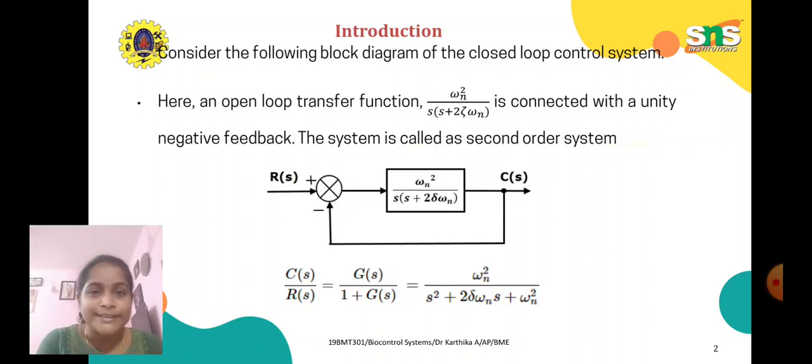Here H of s is equal to 1, so the formula is G of s by 1 plus G of s only, which is also written as omega n square by s square plus 2 del omega n s plus omega n square. Here R of s is the input, C of s is the output, and we also have a summing point, plus and minus. The transfer function of the system is omega n square by s multiplied with s plus 2 del omega n, and finally we get omega n square by s square plus 2 del omega n s plus omega n square as C of s by R of s.